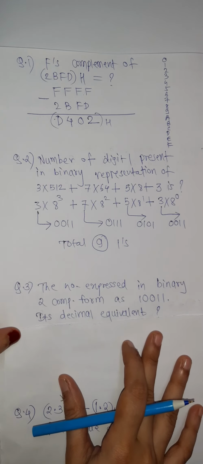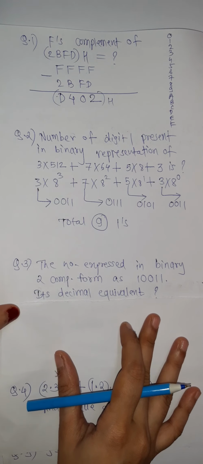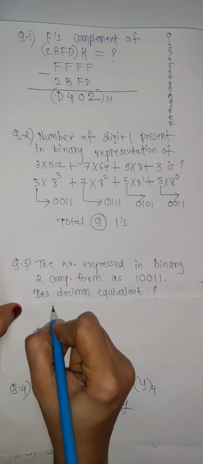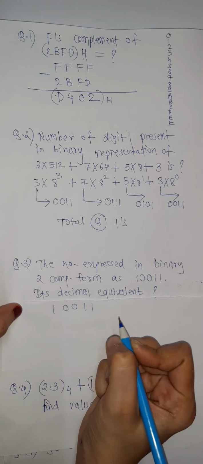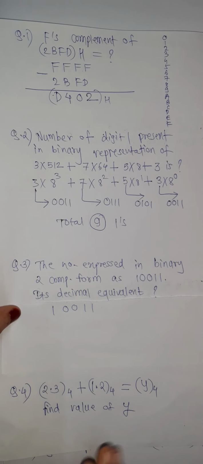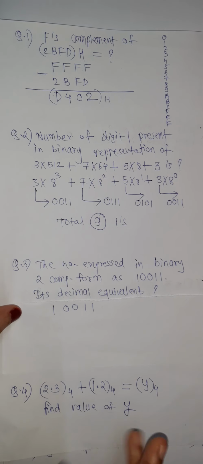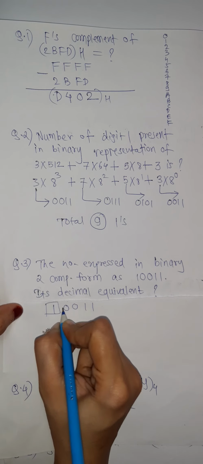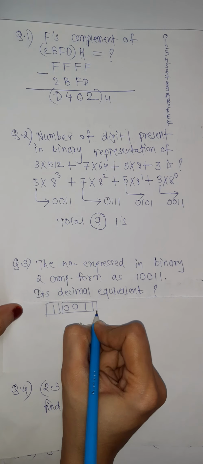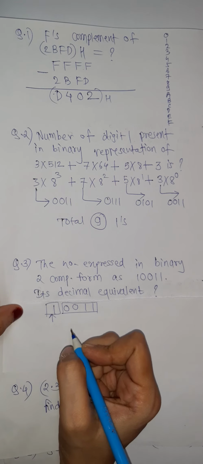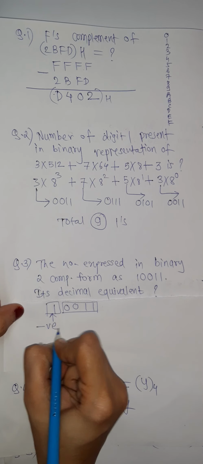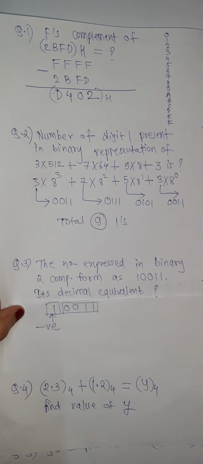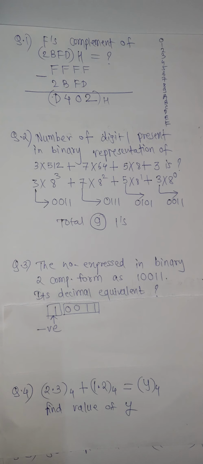Now the next question is: the number expressed in binary 2's complement form is 10011. Its decimal equivalent is what? In case of 2's complement, we know that this will be our sign bit and this will be our magnitude bits. As here the sign bit is 1, our number is negative. If the sign bit is 0, then the number will be positive. But here the sign bit is 1, so the number is negative. Now 0011 is in 2's complement form.